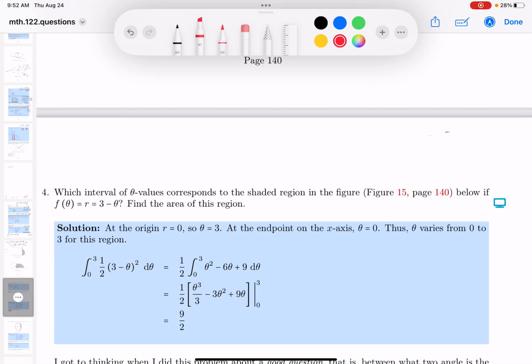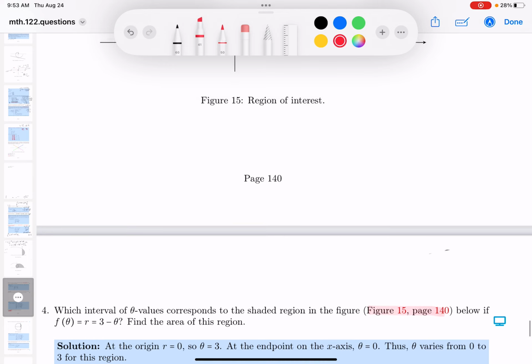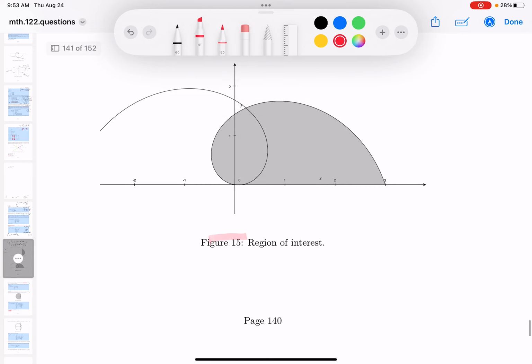Okay, so let's take a look at it. It says, which interval of theta corresponds to the shaded region in the figure? And the figure is of f of theta equals r, 3 minus theta. Find the area of the region. And it says figure 15 on page 140. Let's take a look at it. This is figure 15 on page 140.